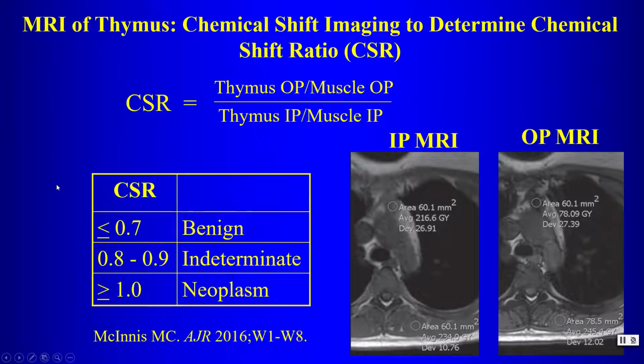Now, in terms of quantitative measurements to determine if there is sufficient dropout in signal, usually you can eyeball it, but these are some quantitative measurements that are present in the literature. So there is the chemical shift ratio, where we take the thymus opposed phase divided by muscle opposed phase, and we take that quantity and divide it by thymus in phase and muscle in phase using this equation here. If this ratio is less than 0.7, it's considered benign. Between 0.8 and 0.9, it's indeterminate. Greater than 1, then you would be concerned about neoplasm.